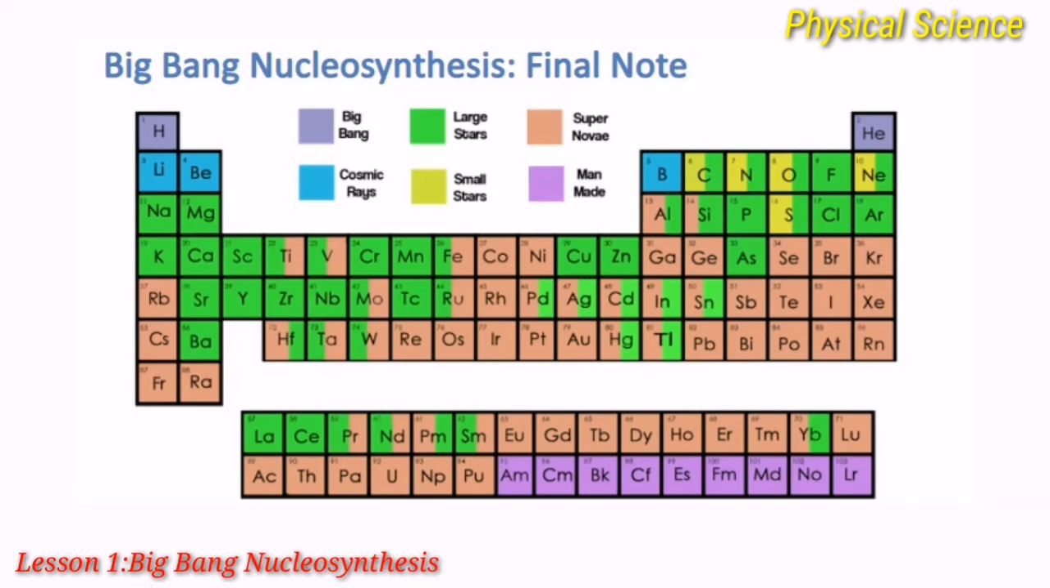And for the elements with yellow-green color, we have some of the carbon, some of the nitrogen, some of oxygen, some of neon and sulfur. They are formed from small stars. And those elements with violet color, as you can see below, are formed in the laboratory because they are man-made.